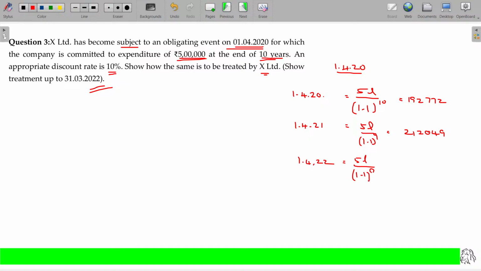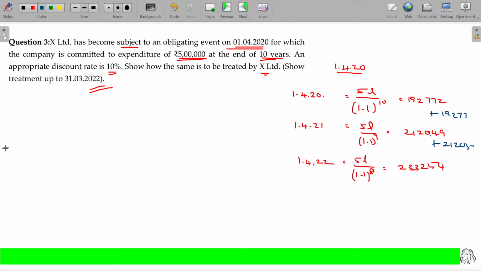And 1/4/22, you have only 8 years. So 1.1 to the power 8 years. This value being 2,33,254. Otherwise, every year you have to add the interest. Interest 10% on this being 19,277 is added with this. In this case, 21,205 is added here.